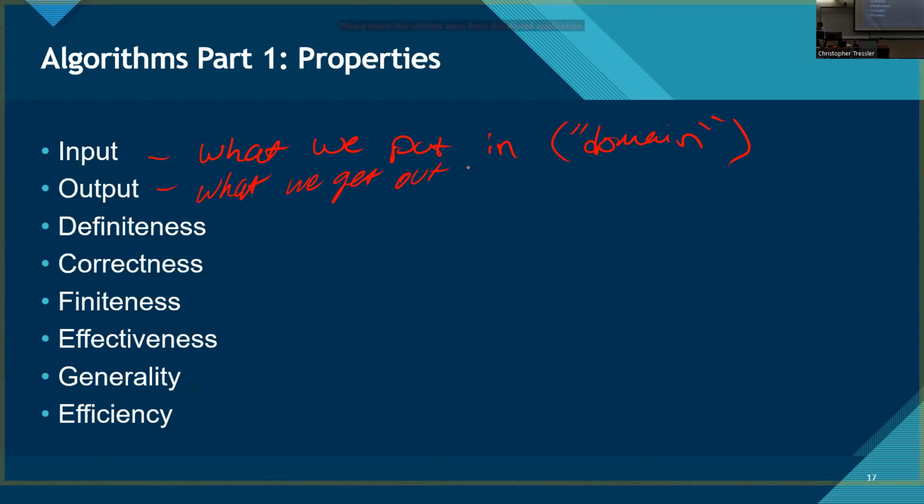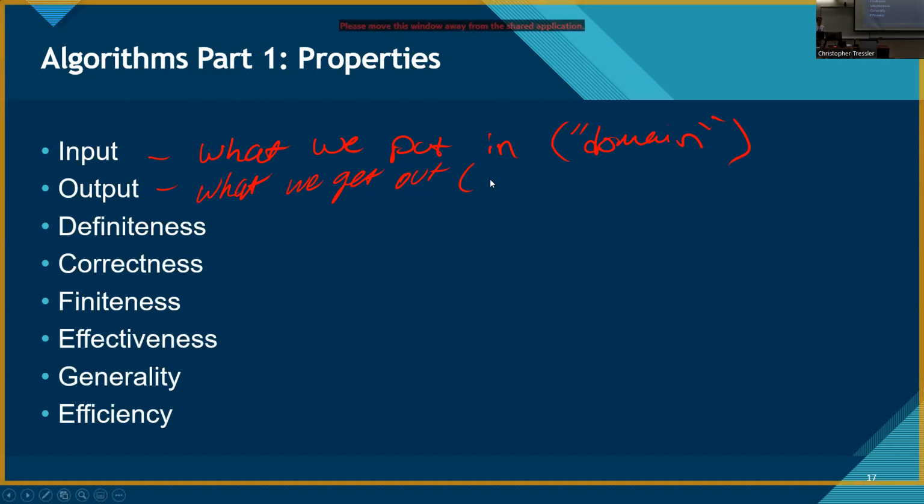Now, what does the output have to do with? Has to do with 2 things. Codomain and range, yep. And what's the difference between the codomain and the range? Right, so what we had someone in the audience say is basically the codomain is what is possible, the range is what you actually can get.